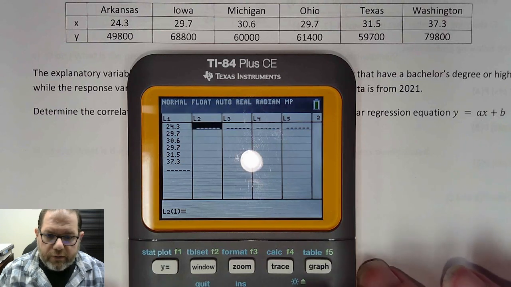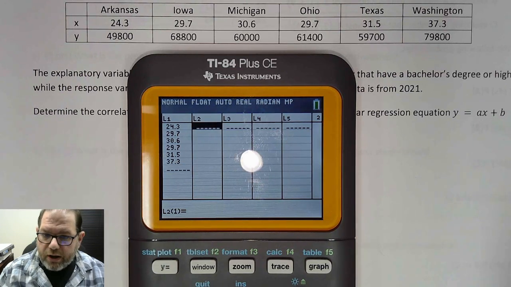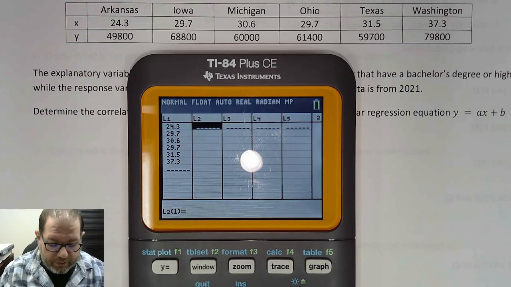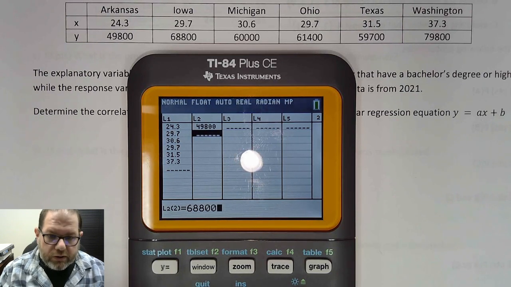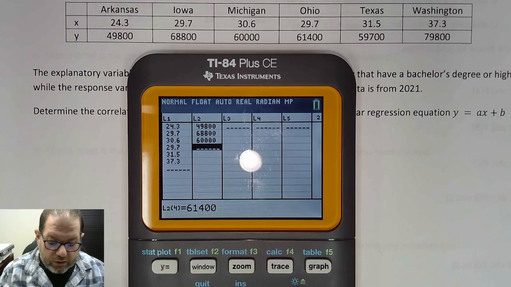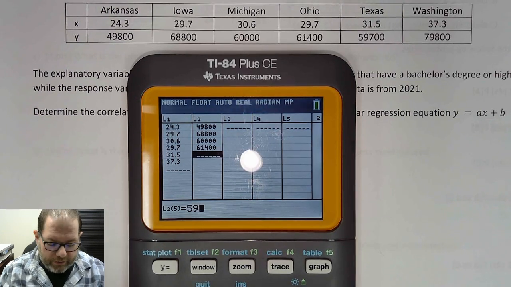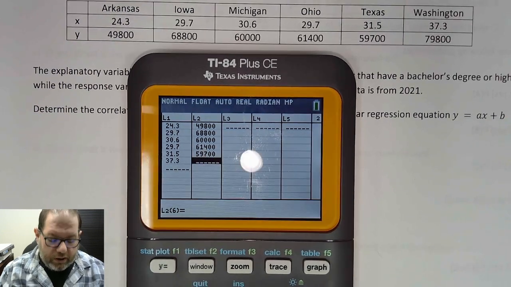And then in the second column, L2, we'll put the y variable, which is the median income in this case, so 49,800, 68,800, 60,000, 61,400, 59,700, and 79,800.